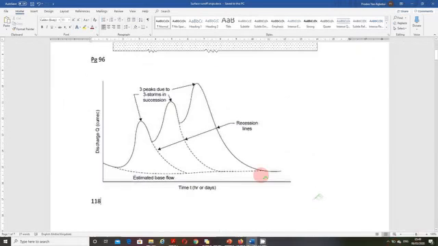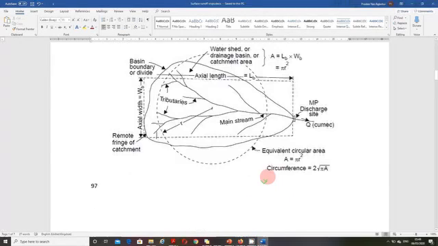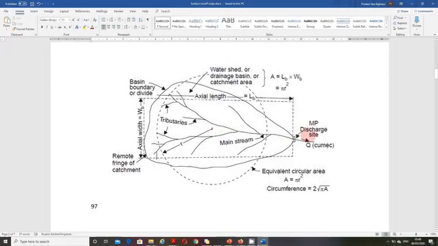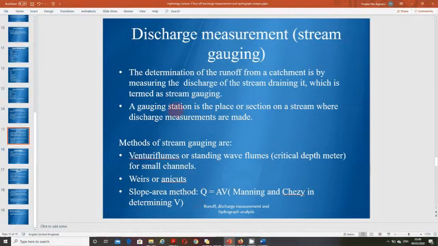You have a catchment like that. Okay. This point where you put your gauging station is what we call your measurement point, which is already itemized. So your gauging station is the same as your measurement point.